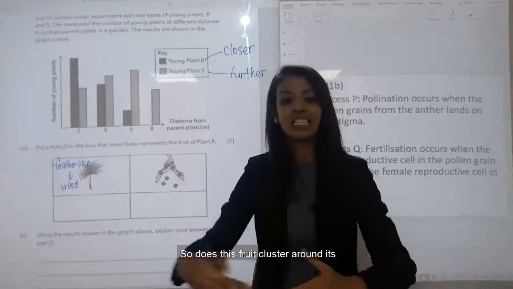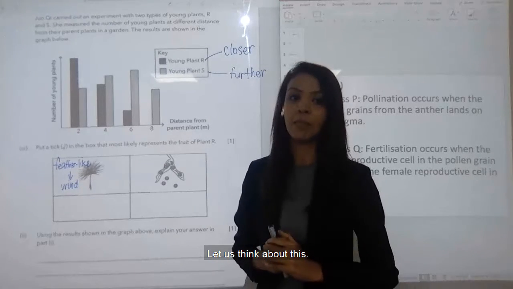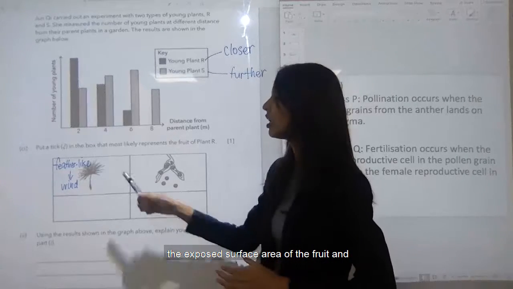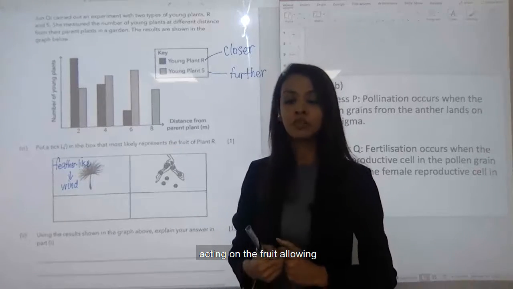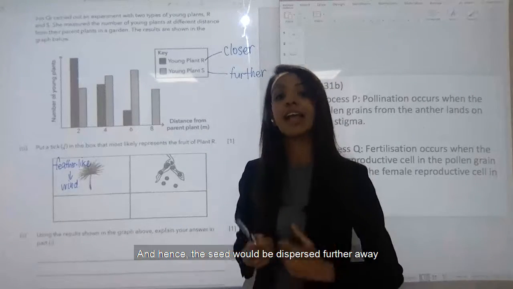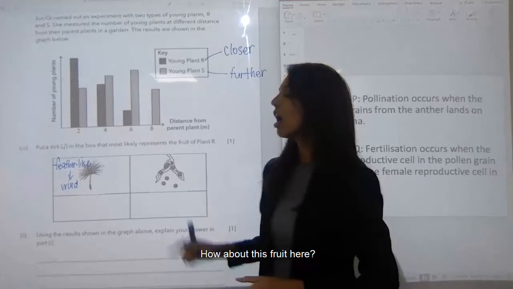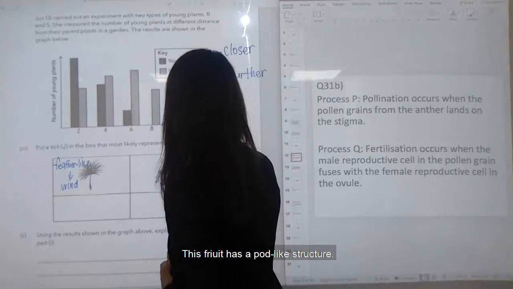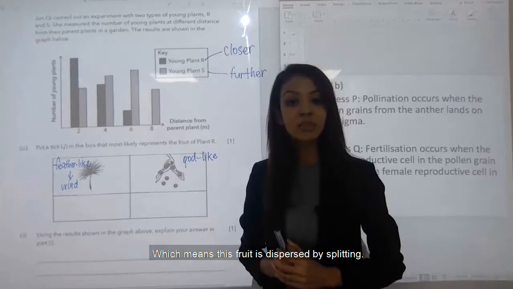So does this fruit cluster around its parent plant or it disperses further away from its parent plant? Let us think about this. The feather-like structure increases the exposed surface area of the fruit, and this increases the amount of air resistance acting on the fruit, allowing it to stay afloat in the air for a longer period of time, and hence the seed would be dispersed further away from the parent plant. How about this fruit here? This fruit has a pod-like structure, which means this fruit is dispersed by splitting.